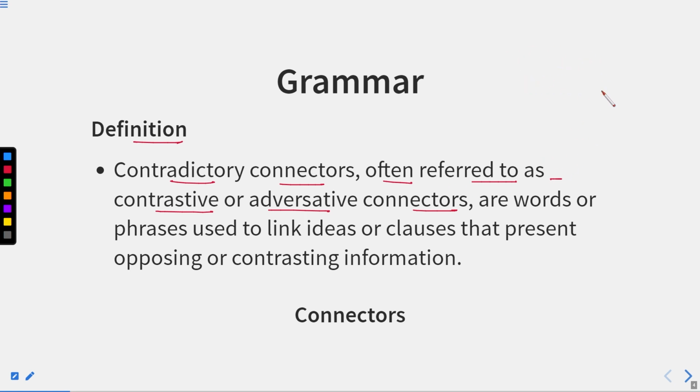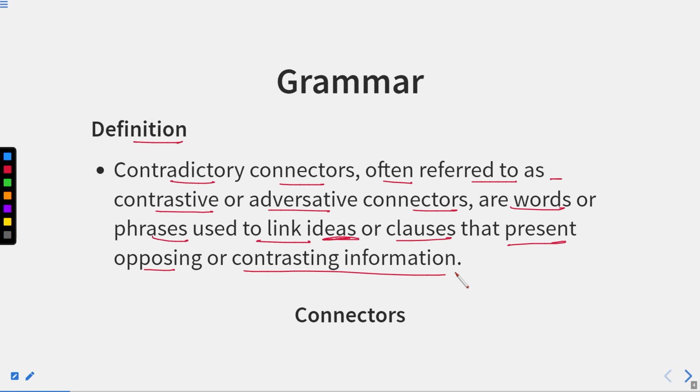It means when there are two statements, and one statement opposes the second one, or the second statement opposes the previous one, that is contradiction. These are words or phrases used to link ideas or clauses that present opposing or contrasting information. It means these are the connectors which join two sentences in which the second one opposes the previous statement.